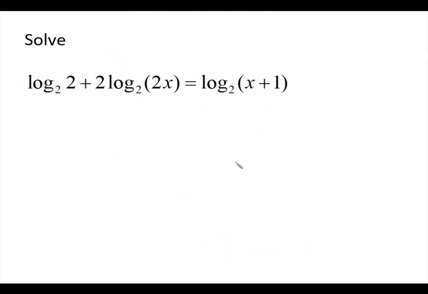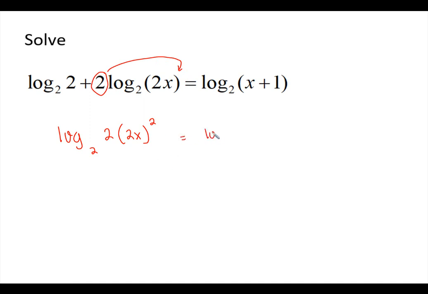All right, so let's take a look at the next example here. Once again, on the left side here, it looks like I can condense this. So I can use the log properties. We're going to get log base 2 of 2 times 2x to the second power. Because remember, if this number is in front of this log, I can move it back here and it will become the exponent of 2x.